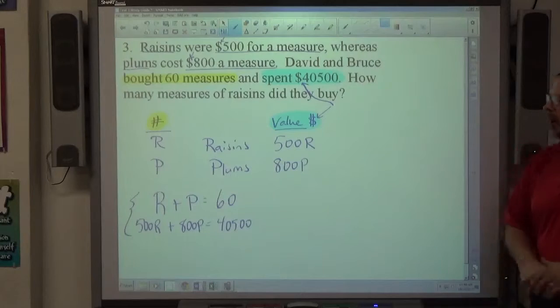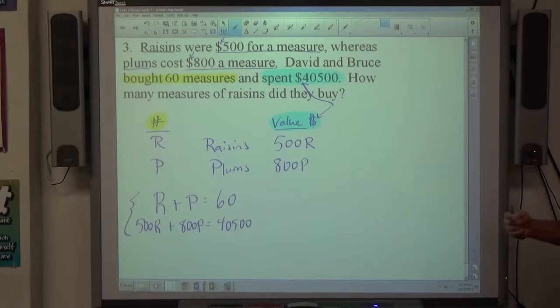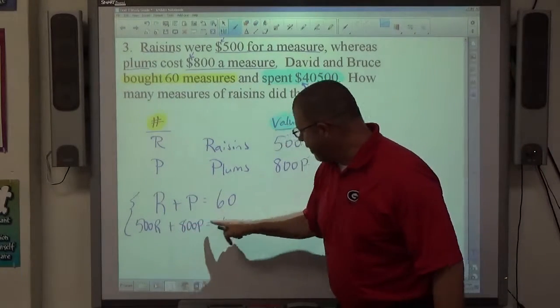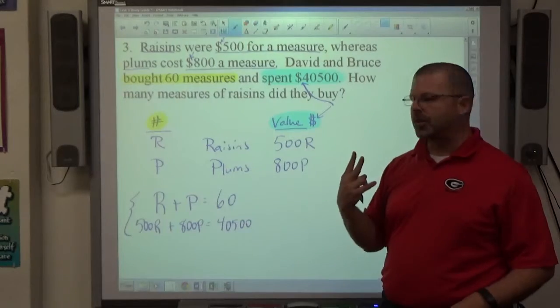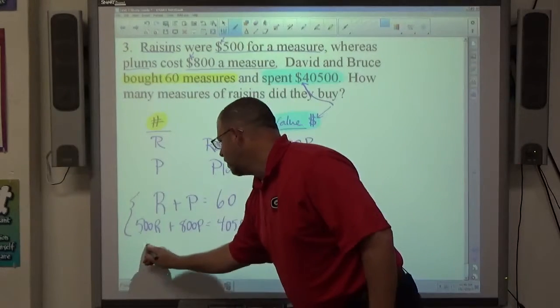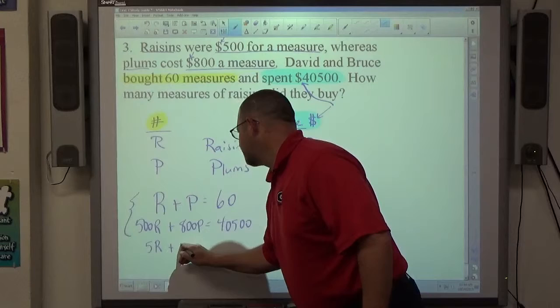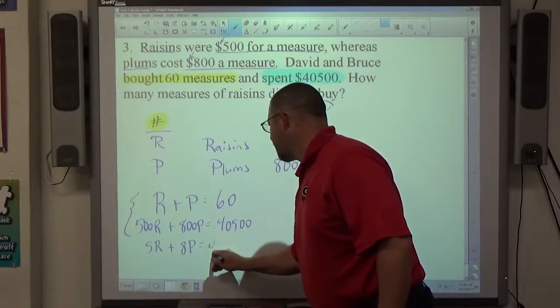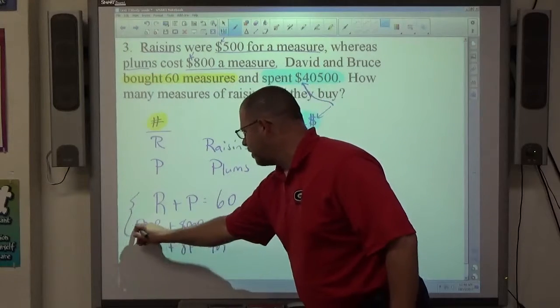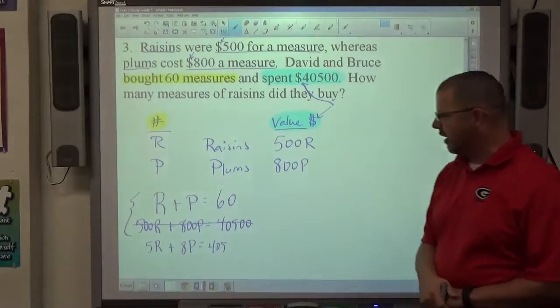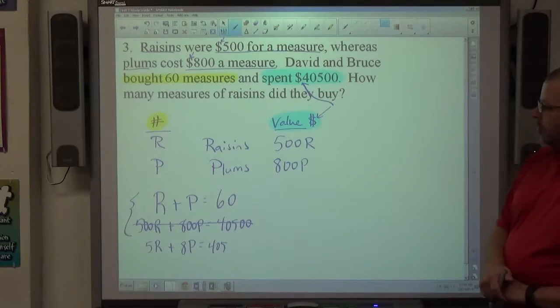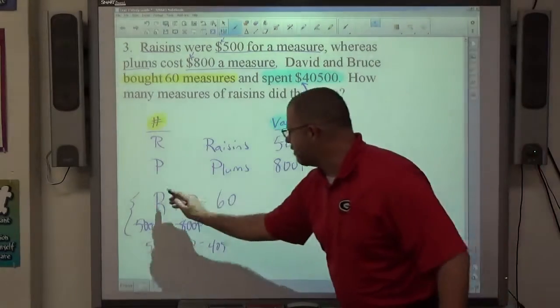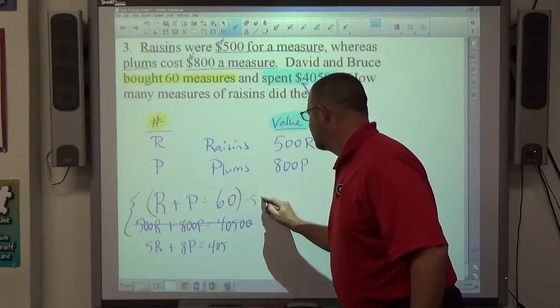Anytime you do these value problems, you always look for a possibility of reduction of things. 500, 800, 40,500 all end in 2 zeros, so division by 100 is legal. So 5R plus 8P is equal to 405 is equivalent to this top equation, but these numbers are much smaller, so much easier. So what I would do is multiply the top equation times -5 using the elimination process.